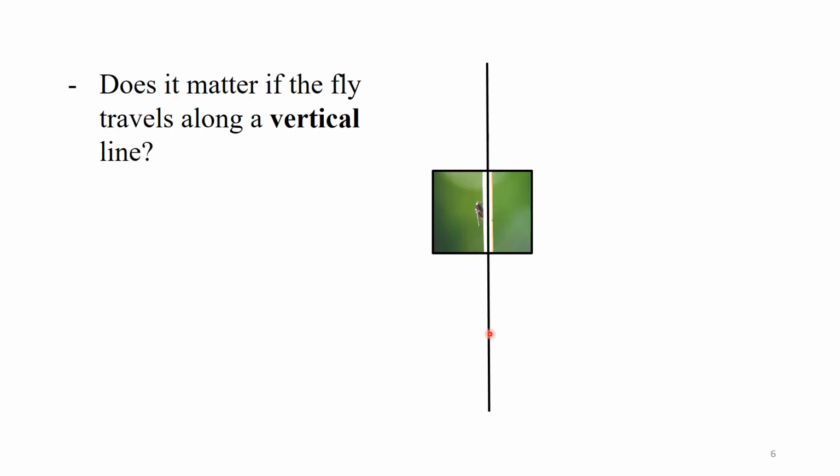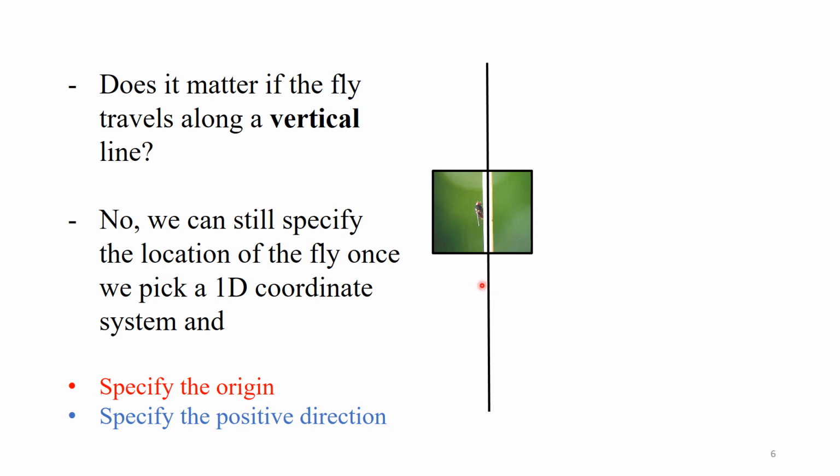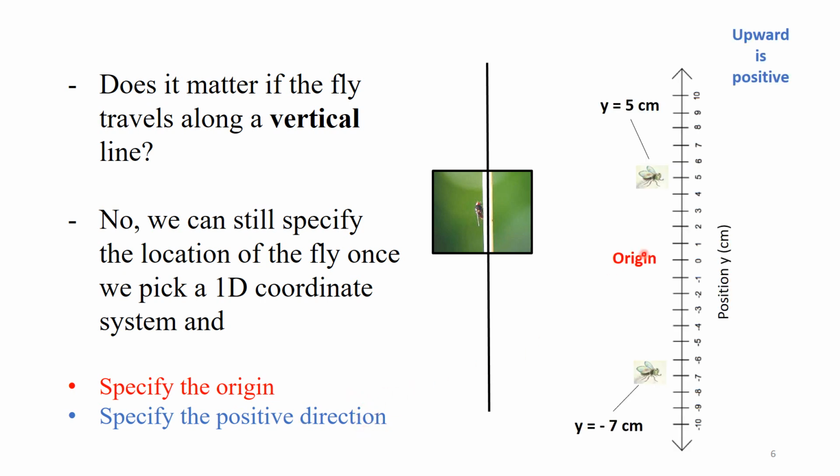And as we said earlier, it doesn't matter if the line is not horizontal, so we can have a line that's vertical here, and in this case we can still use the one-dimensional coordinate system. We still have to choose an origin, we still have to choose a positive direction, and then automatically we choose a negative direction as well. So this is what the coordinate system would look like for this vertical line. You choose a 0 somewhere, the origin, and then usually we choose upward to be positive. So you can see all these numbers going up are positive, and all the numbers going down below the origin are negative. So the fly here has coordinates of y equals 5 centimeters and y equals -7 centimeters.